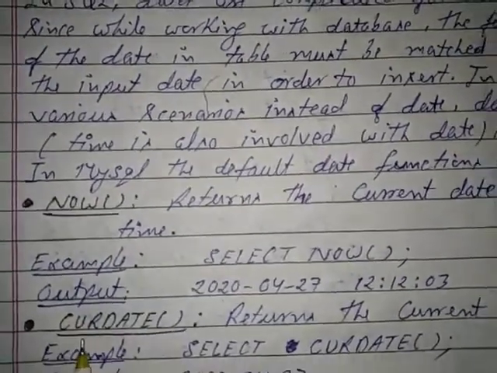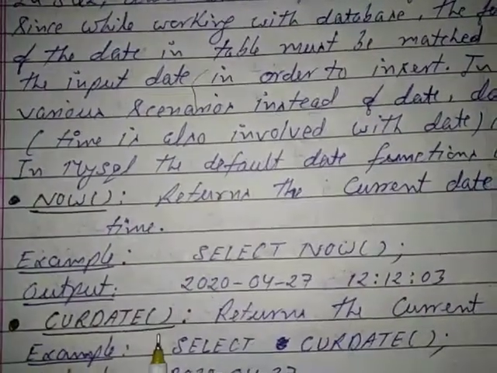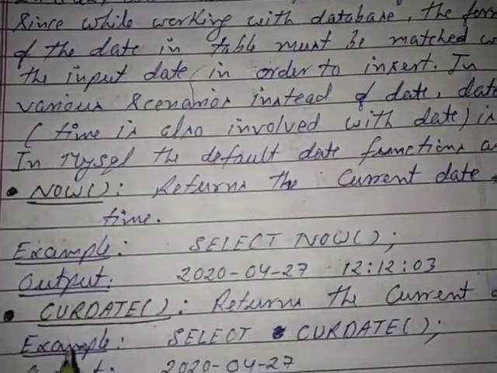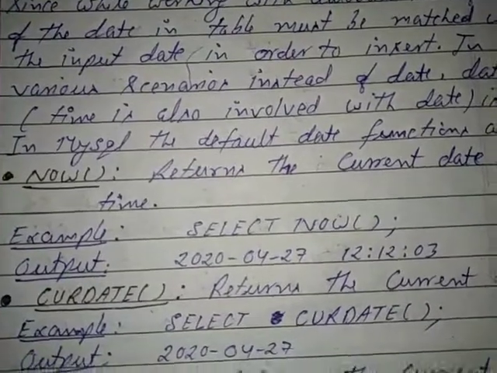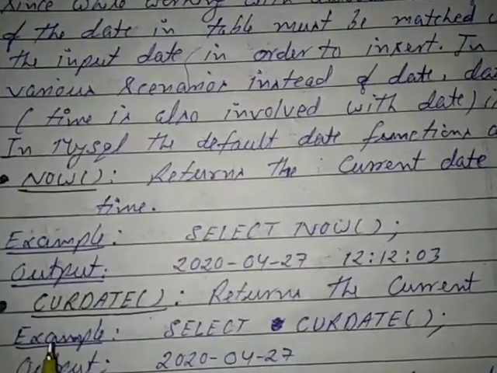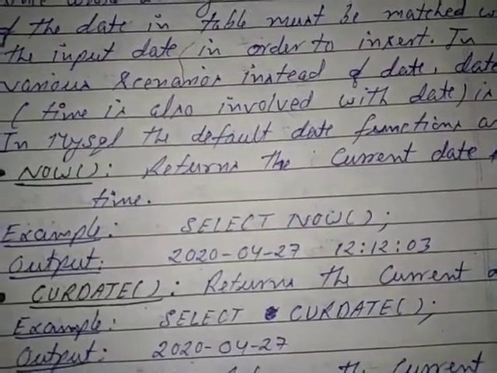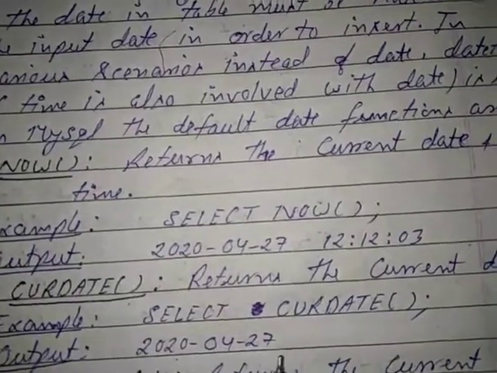The second function is CURDATE, meaning current date. It returns the current date. This function returns the current date only, not the time. So the example is select current date function, and the output is the current date: year, month and date.